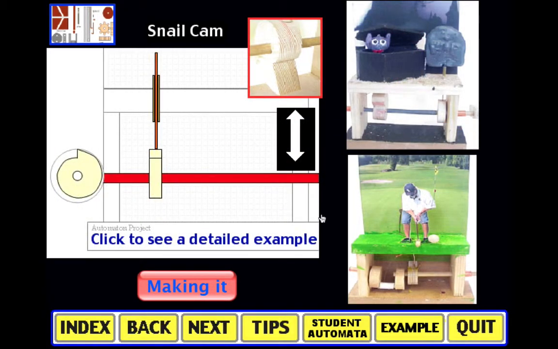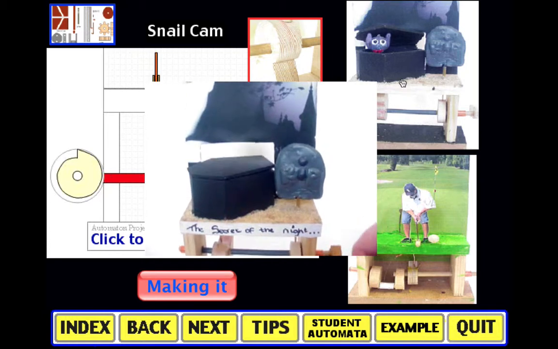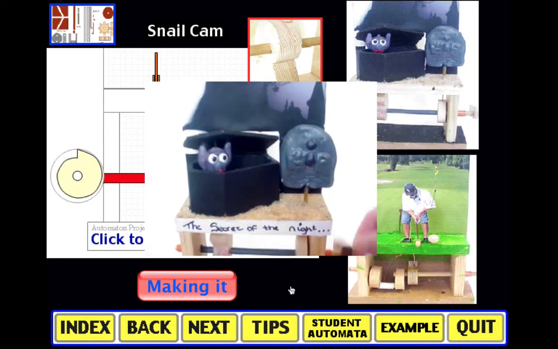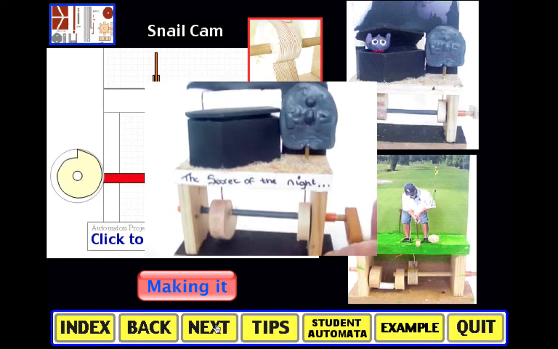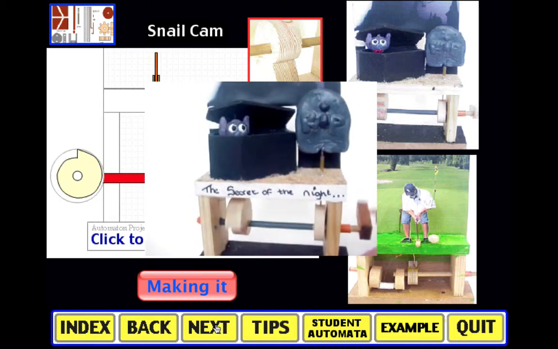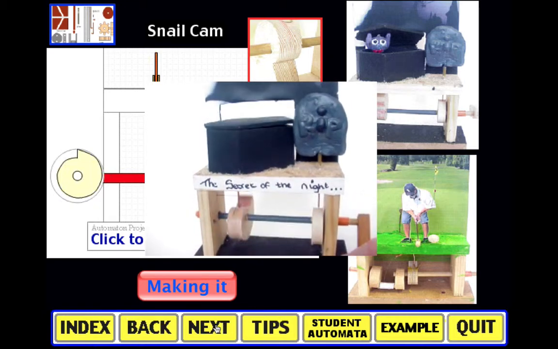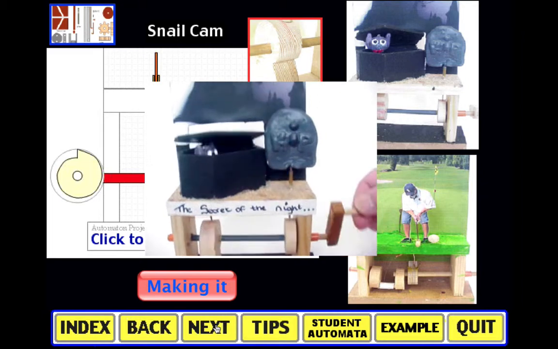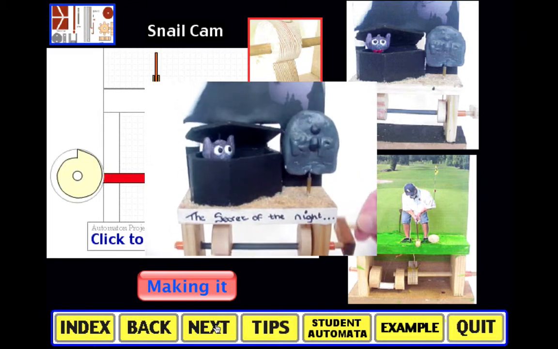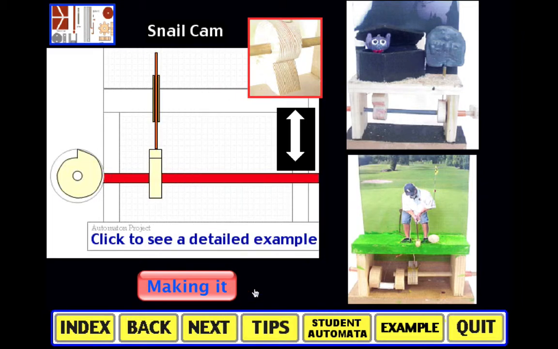This shows a snail cam. You can see how this automaton is used, the snail cam. The automaton of the devil hopping at the top of a coffin uses a snail cam to create that snap action. Slow up and a quick down of the lid of the coffin. Each of these pages will take you to the section to show you how to mark out and make.